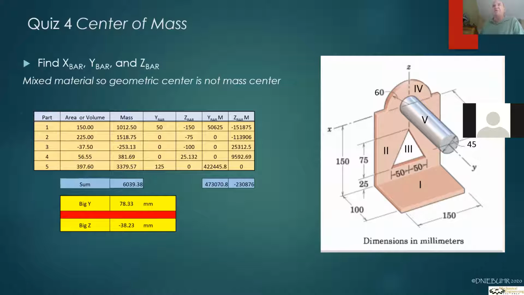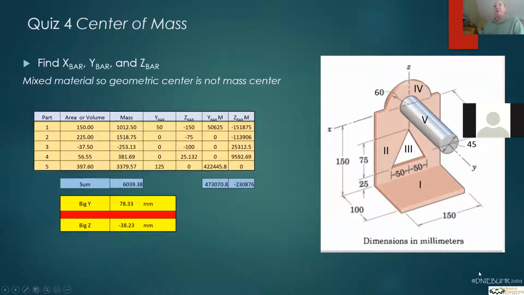Okay, so here's our quiz. What I did with the quiz is something you can do with Excel. Usually I recommend doing it by hand at first, but after you've done a few centroids, and I'm going to show you with the moment of inertia, you can set up an Excel spreadsheet to do your work.